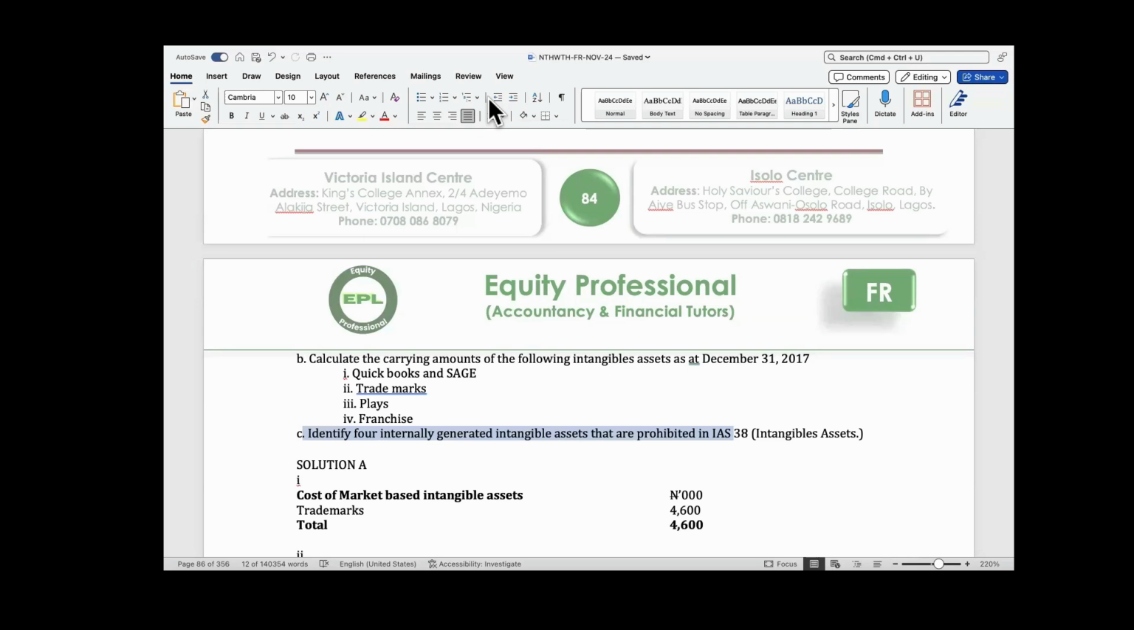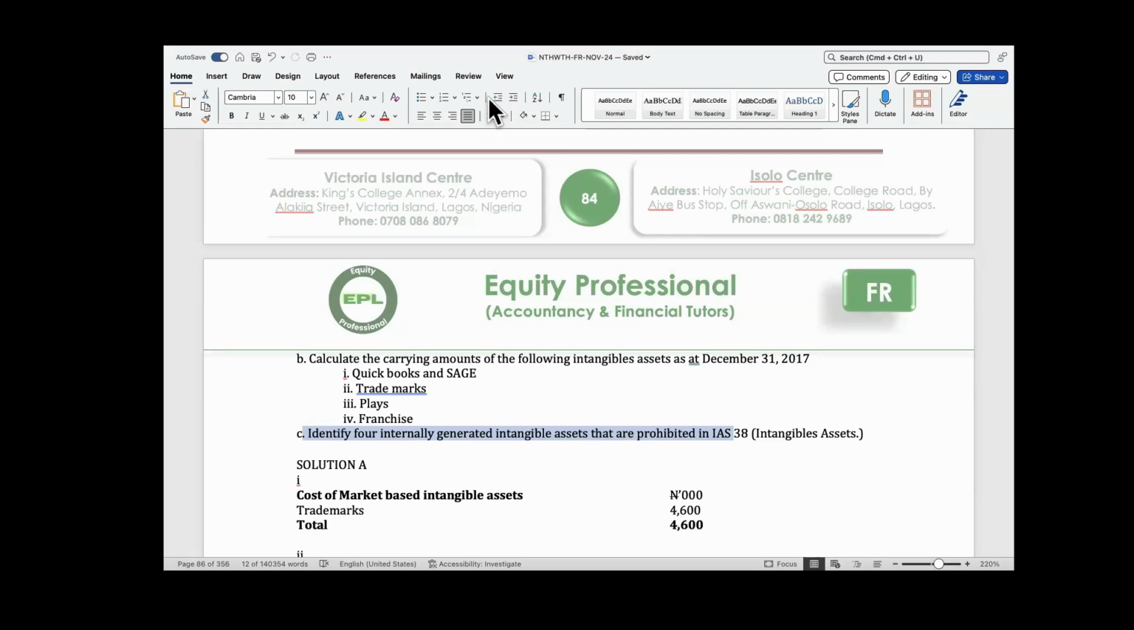It's prohibited in IAS 16. So we are saying items that are actually intangible assets, but we are saying don't capitalize them, don't recognize them in the books at all. So staff training is not an intangible asset. But goodwill is an intangible asset, but it's prohibited. Brand name is an intangible asset, but it's prohibited. But staff training is not an intangible asset.